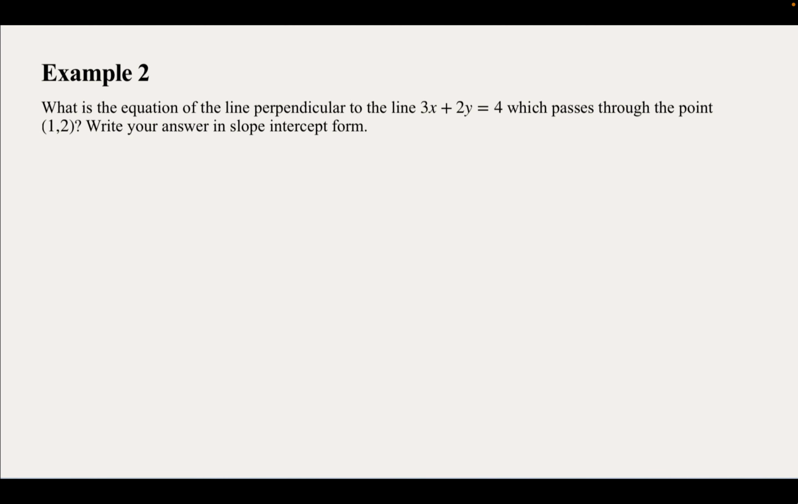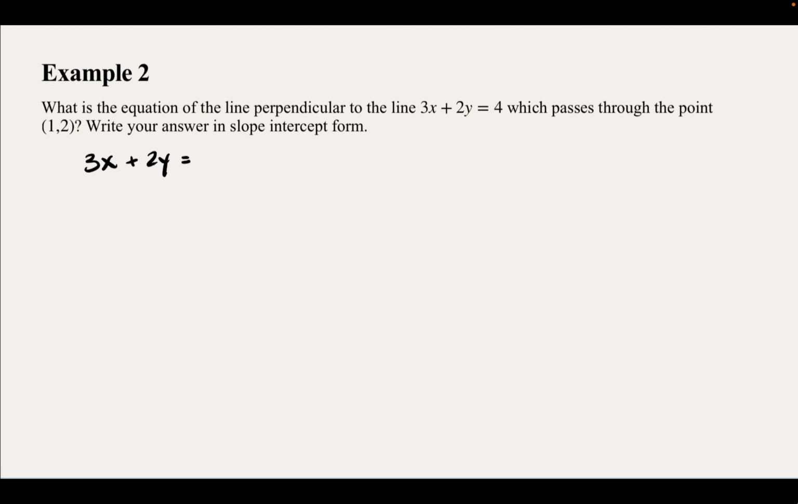Now we've got the line perpendicular to the one given by the equation 3x plus 2y equals 4, and it passes through the point 1, 2. We want to write our answer in slope-intercept form. 3x plus 2y equals 4. I want to use this equation to get the slope of the perpendicular line. But when I have an equation written in standard form, I can't easily find the slope, which means I need to manipulate this a little bit so that I can get the slope.